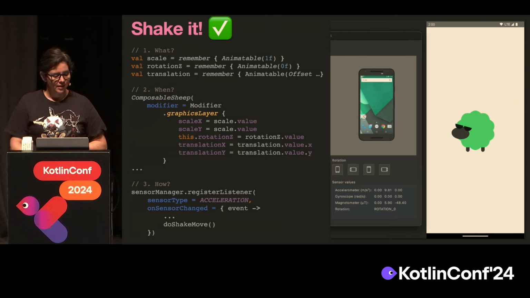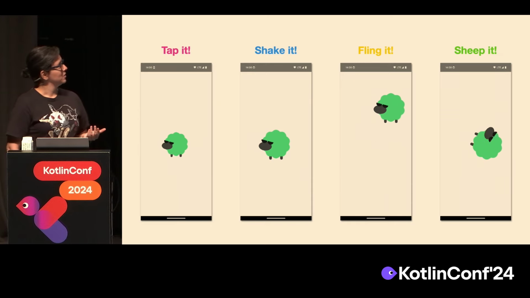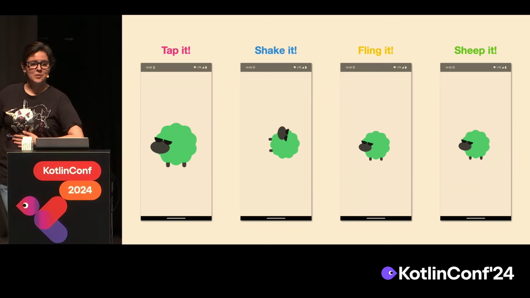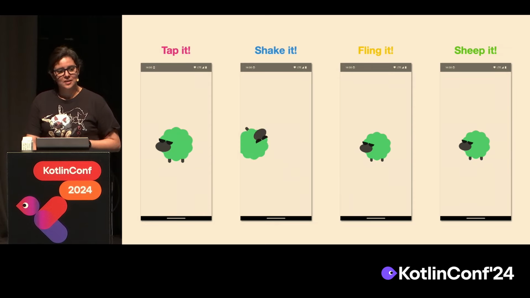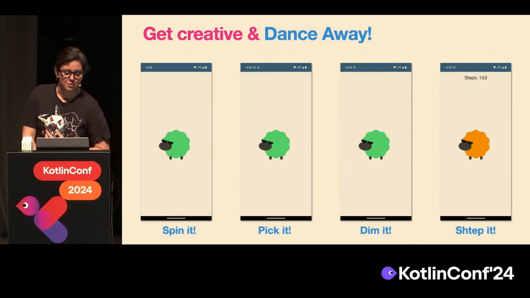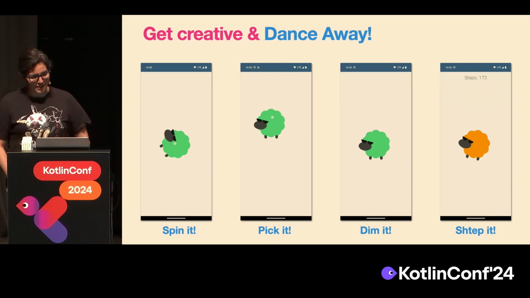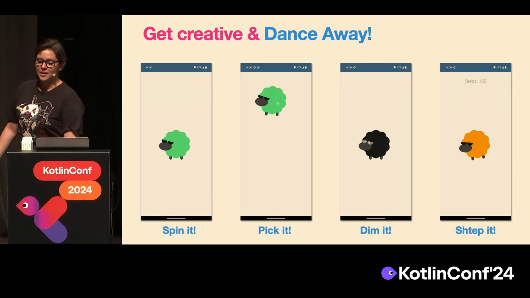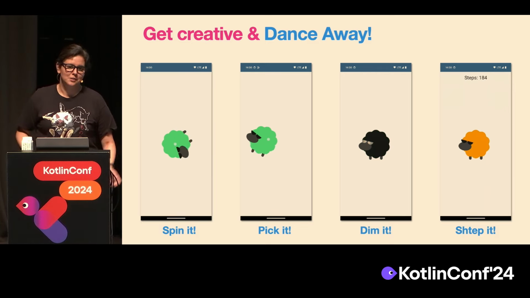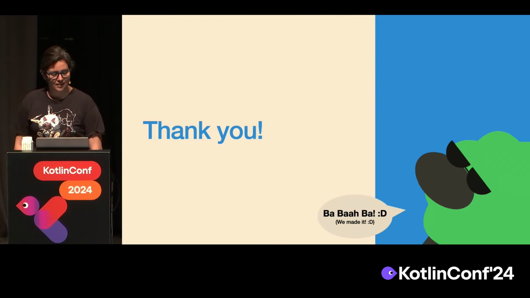And with that, I say that's it for the shake it. And with the shake it, we already have them all. You can tap it, you can shake it, you can fling it, you can chip it. But of course, you don't need to finish it right there. You can create your own dance moves and get wild. You can spin it, you can pick it, you can dim it, you can step it. You can just basically grab whatever sensor you want, whatever gesture you want, and just animate it. That's my excuse anyway. But for now, I think that's it. Thank you.